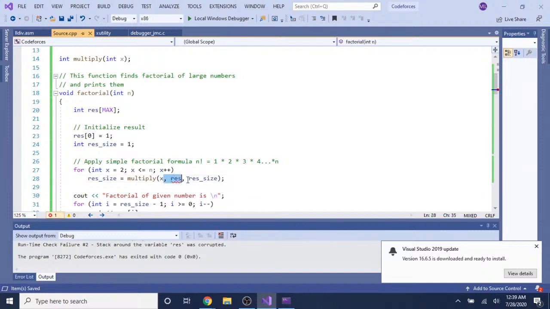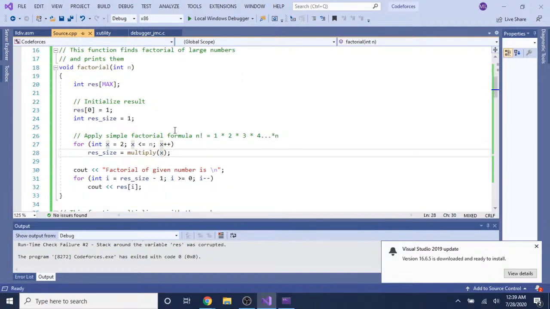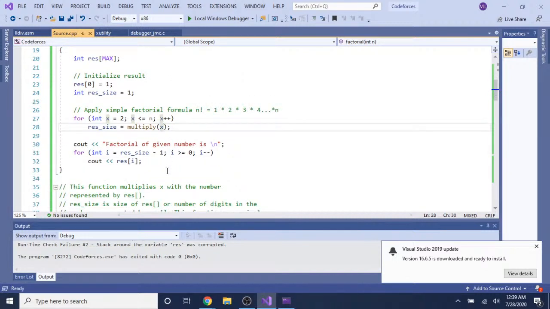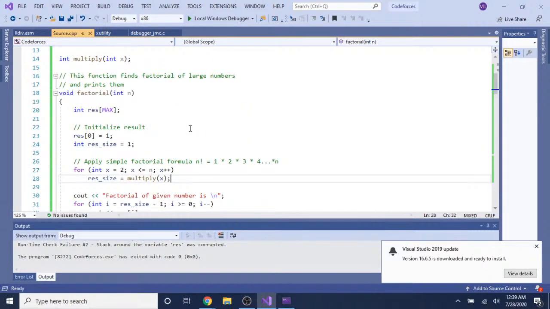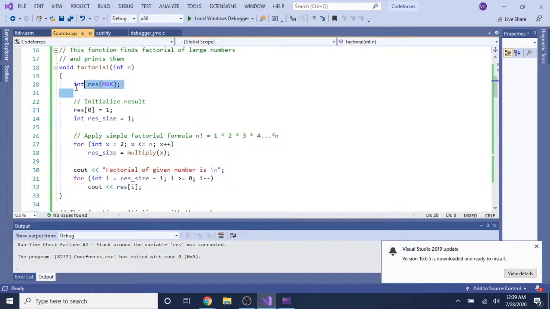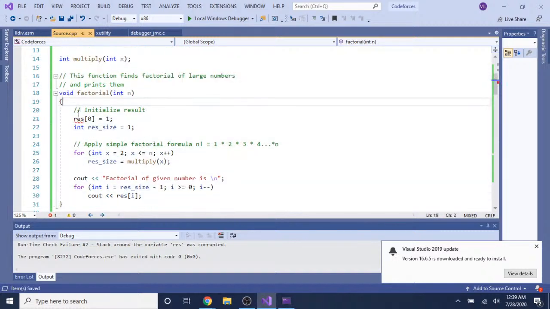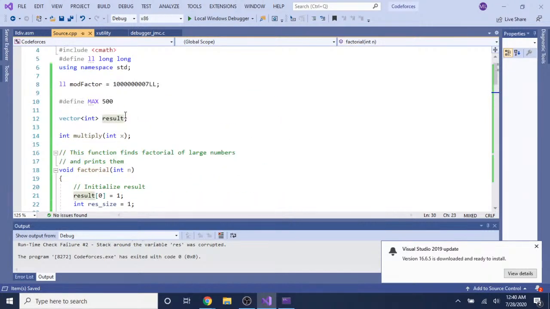Here we don't need this. We don't need result size. So we just created result size, multiply it. We don't need this. This is result. Yeah, this is result. This is going to be max size of max. Let's do plus 1. So 500 digits.